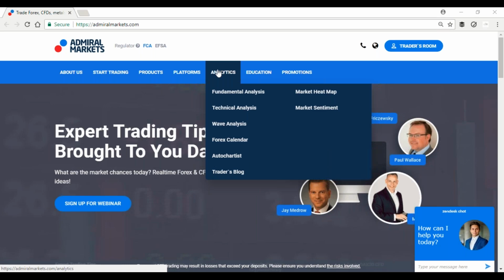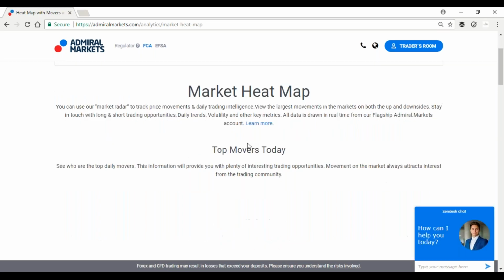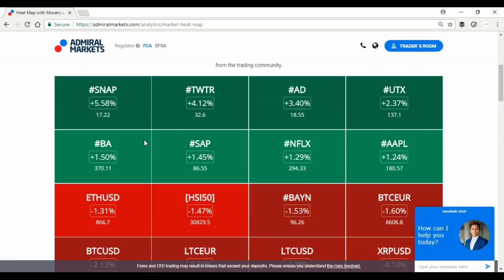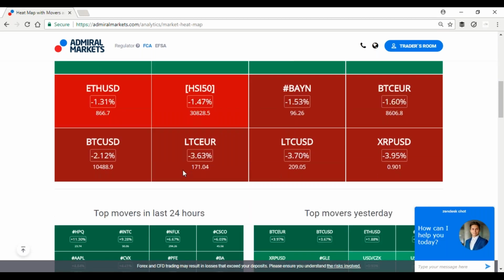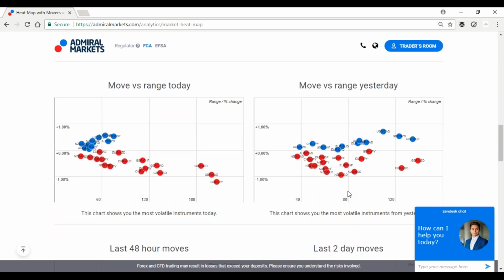Now we'll be taking a look at the charts in just a second. I just wanted to take a look at the market heat map, if you don't mind. Bear with me for a minute, because I want to see what kind of big movers we have at this moment. You can see some of these CFDs, some of these stocks. Let's move a little bit lower though. There we go.